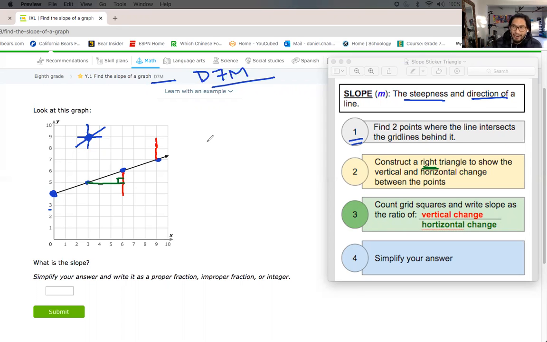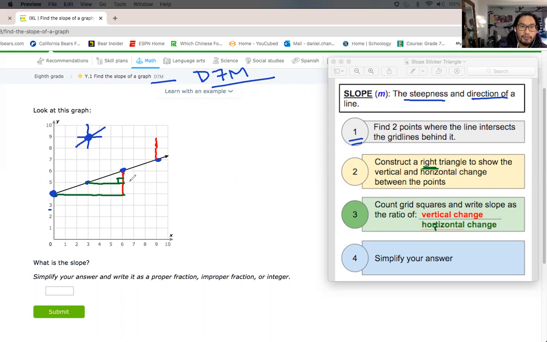You can make your triangle any size, but if you're going to use this method, it works to connect the points where all the grid lines intersect so that you can count whole squares. You can count the whole gray grid line squares behind your triangle. So step 3, count the grid squares and write slope as a ratio of vertical change to horizontal change. Did I spell horizontal wrong? I did. There should be an I right there.